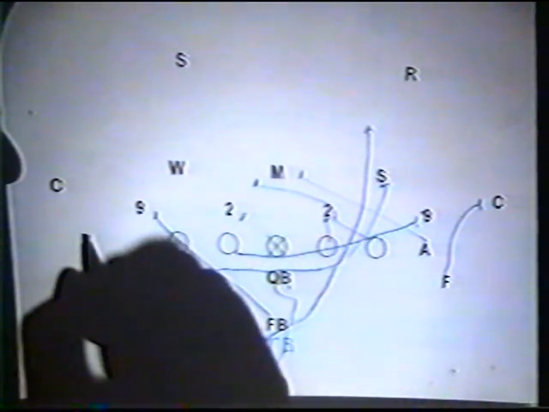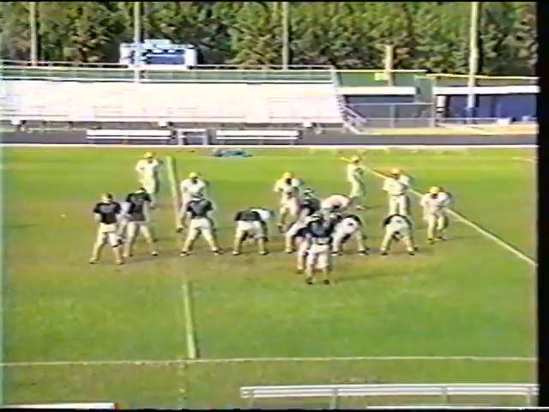Quarterback is going to get a little cowboy step with his right foot, and he's going to open up like he does on trap. Backside end is going to block the corner, and that's the way we're going to run the play against the 4-3.